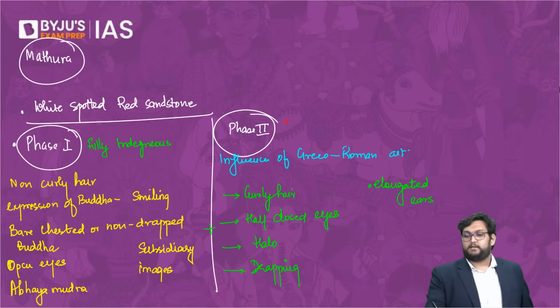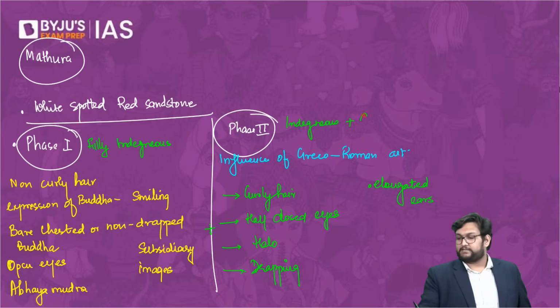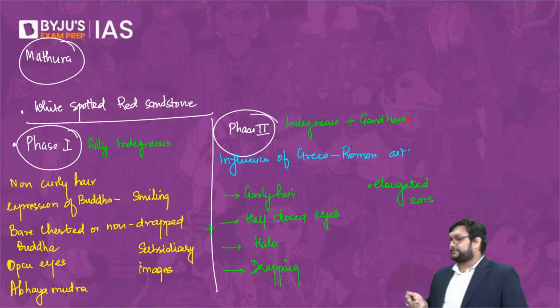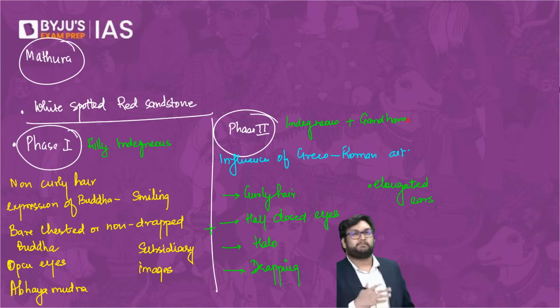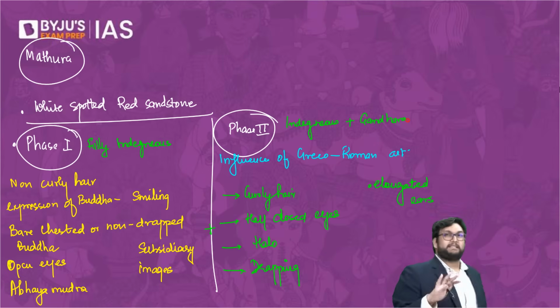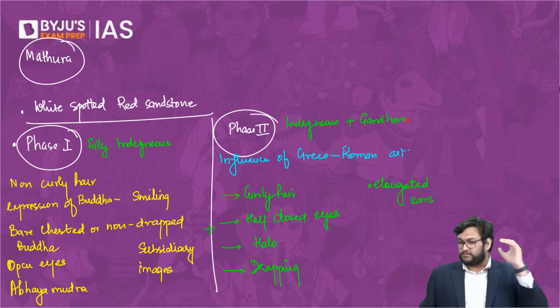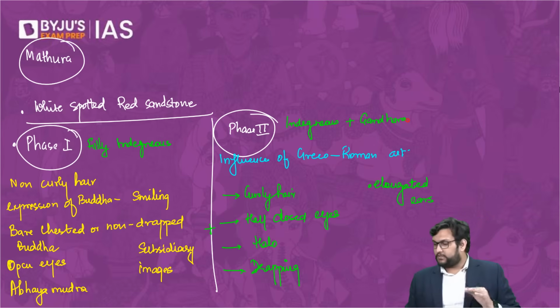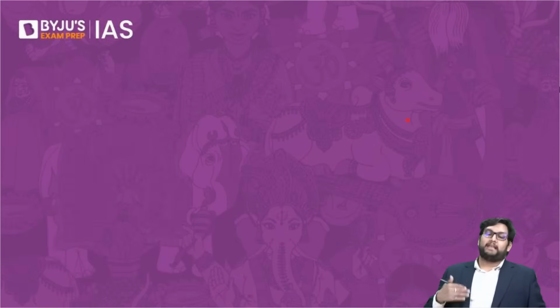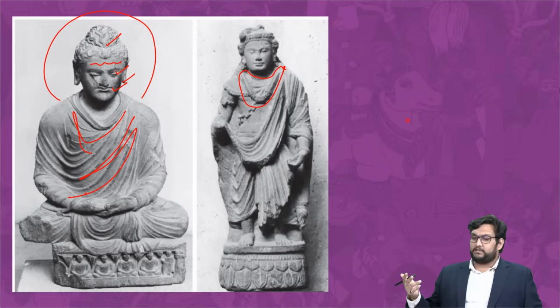And this is indigenous plus Gandhara. Forehead lines in some cases and in some cases not. Forehead lines is in between. In some cases, there's no consistency with regards to that. Some books will say forehead line, but that is not true fully. Clear, everybody? Can I talk about the other images then?